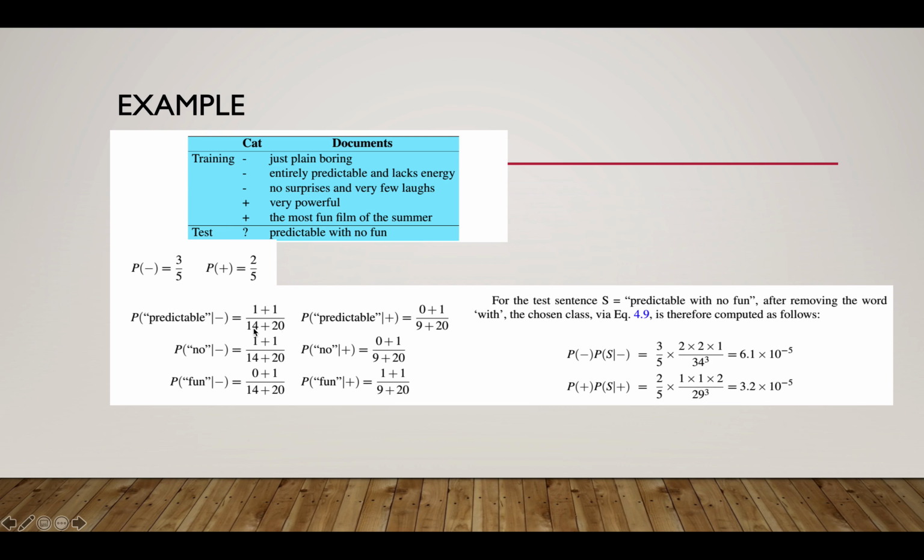Then we have that, and so we've done the probability of predictable being negative, probability of no being negative, probability of fun being negative. See, that was not in there, so we have the 0. Then probability of predictable being positive. This is going to be the number of words in the positive examples, 1, 2, 3, 4, 5, 6, 7, 8, 9, plus just the size of our vocabulary. So we have these here, probability of no being positive, probability of fun being positive. Then we're going to put everything together.